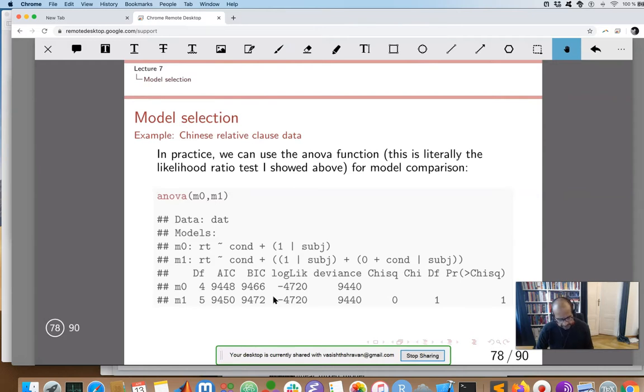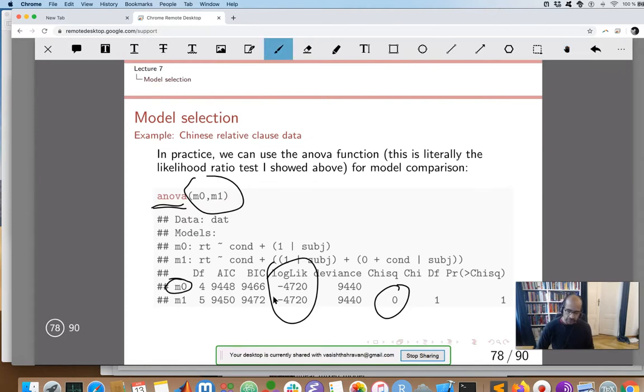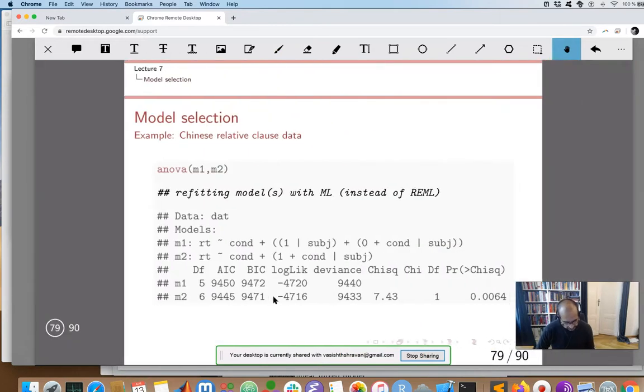Okay, so in practice, as I said, I'm not going to do the log likelihood calculations by hand every time, right? So we're going to use the built-in anova function for comparing models. What this anova function is doing is just comparing the log likelihoods and taking -2 times the difference in log likelihoods to compute the chi-squared statistic, which happens to be 0, of course, here, right? So we are unable to reject this simpler model. We're going to stay with that model then, right? Similarly, if we compare models 1 and 2, surprisingly what we find is that model 2 is actually better than model 1. So in this situation, I would want to adopt model 2.